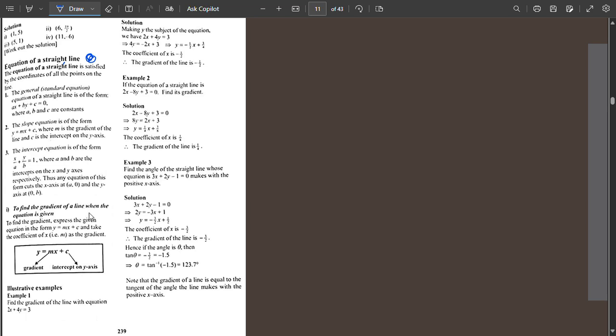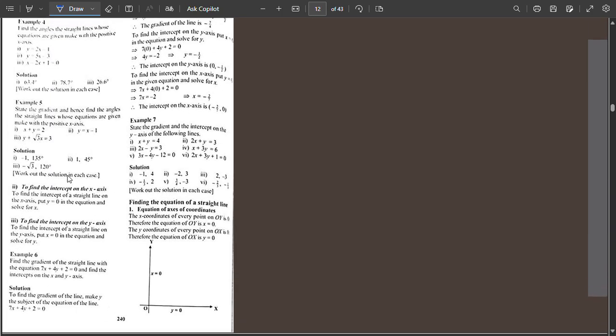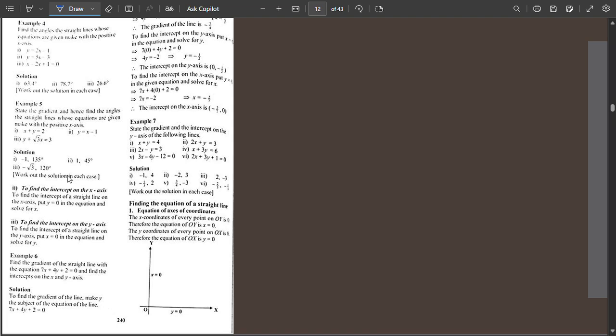Oh, we've done this. Yeah, we've done this. We are finding the equation of a line. We are here. Right, so finding the equation of a line.